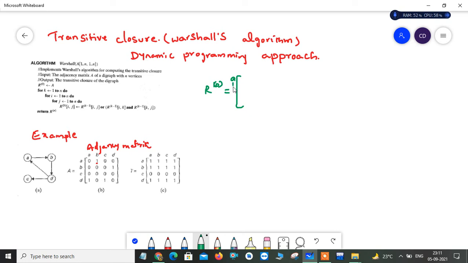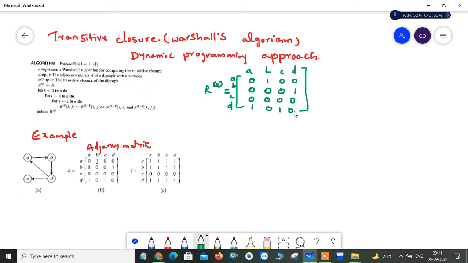So simply you can take A, B, C, D as rows, and here also A, B, C, D as columns, and my values are 0, 1, 0, 0, and then 0, 0, 0, 1, then all zeros, and 1, 0, 1, 1.